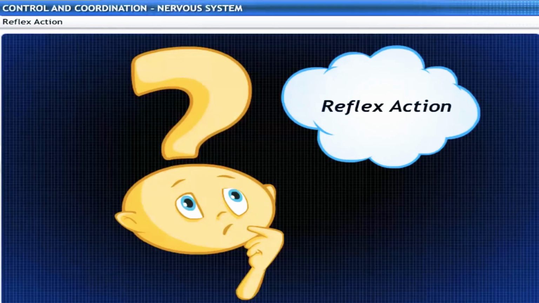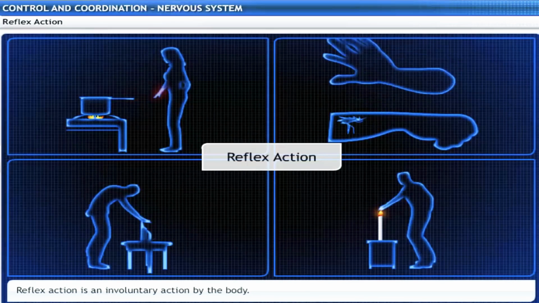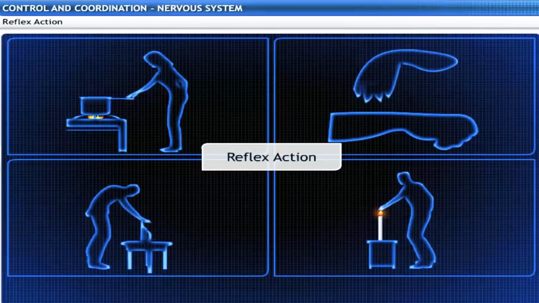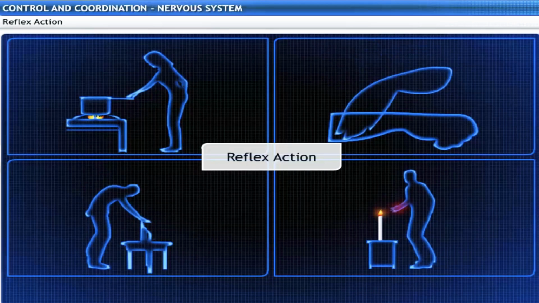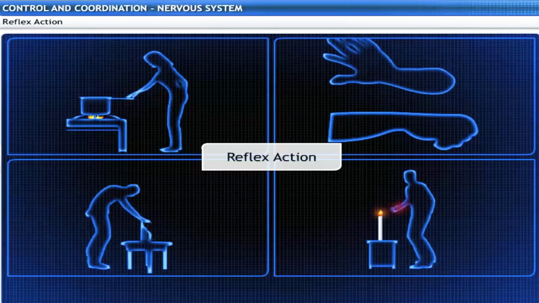Have you heard of the term reflex action? Reflex action is an involuntary action by the body. We use the word reflex to describe a sudden action in response to something in the environment, which is unconsciously done and is not a controlled reaction.